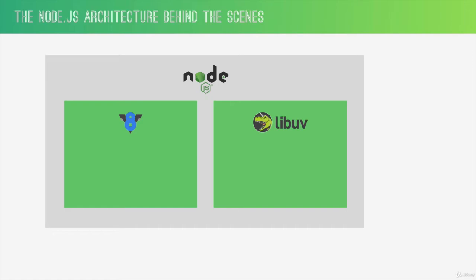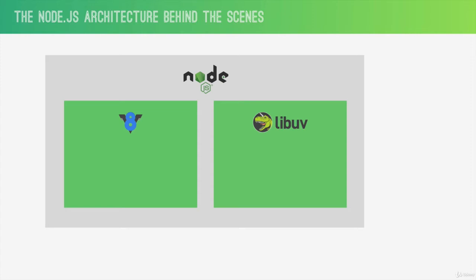Okay, but that alone is not enough to create a whole server-side framework like Node. And so that is why we also have Libuv in Node. And Libuv is an open source library with a strong focus on asynchronous I/O, so input-output. This layer is what gives Node access to the underlying computer operating system, file system, networking, and more.